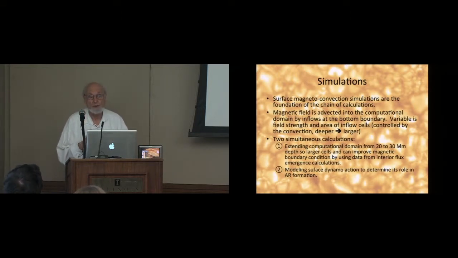And also we'll then have larger convective cells, because as you go down deeper, the temperature goes up, so the scale height goes up, so the size of the convection goes up in proportion to the scale height. And the second thing that we're doing is we're actually looking at a surface dynamo to see what its effect on the active region formation will be.